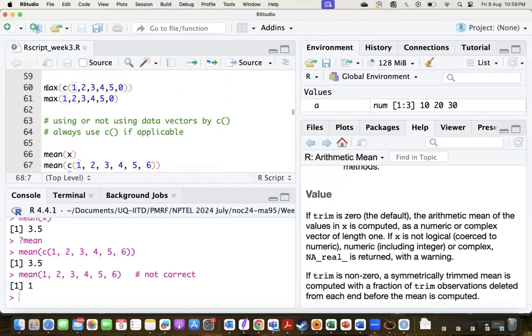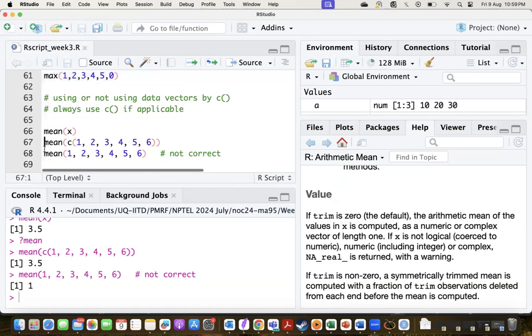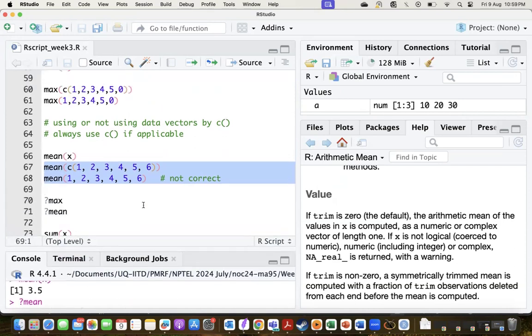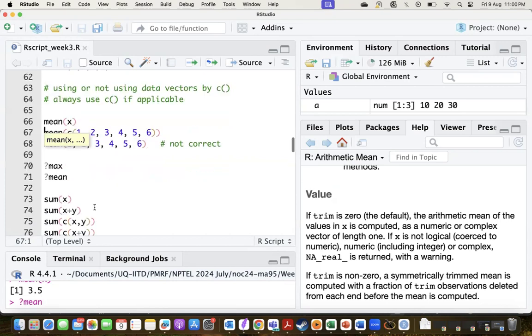Now, this means that the way the max function deals with numbers is different from the way mean works with numbers. And it can be confusing to remember which is more correct to do, which one I should use when. So what you need to remember is whenever you have multiple numbers as an input, always have them as a vector and then feed that to a function rather than feeding these numbers separately. Okay? This is just something that you should remember. It's a good practice.